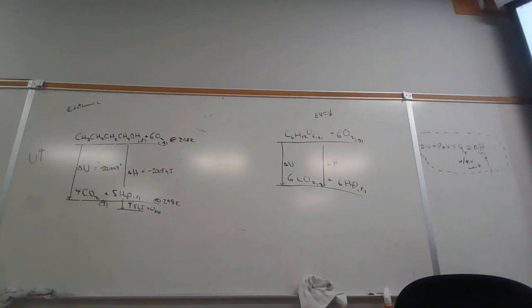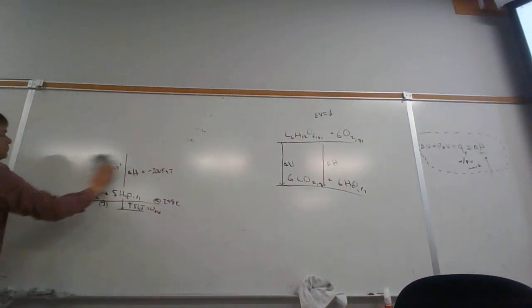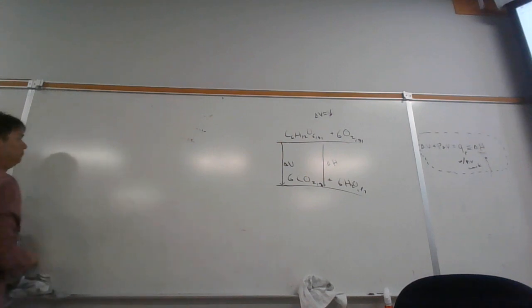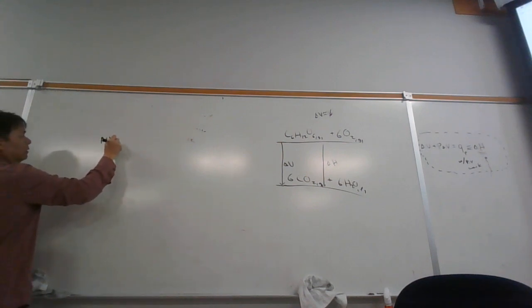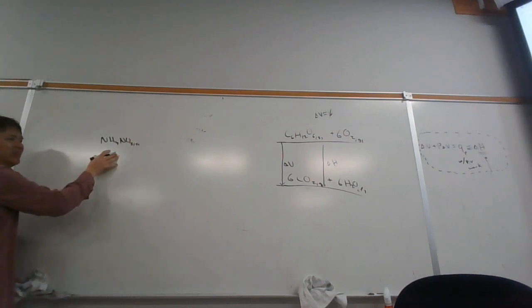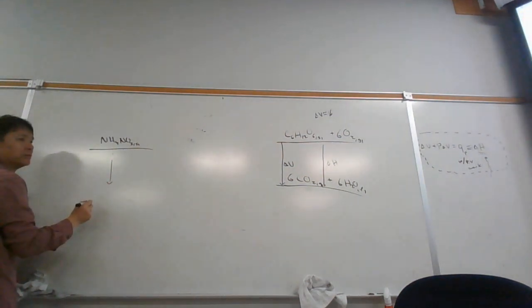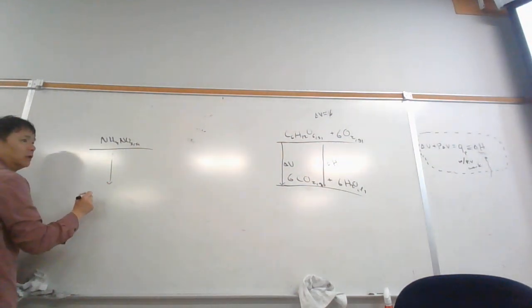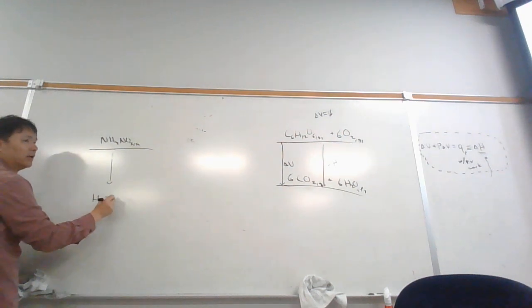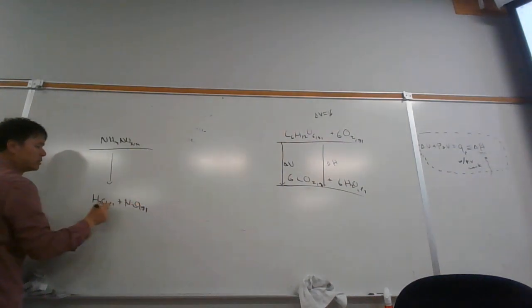The decomposition of solid ammonium nitrate to produce liquid water and gaseous dinitrogen monoxide. This one's exothermic as well. Ammonium nitrate is inherently unstable. It's solid, and in this case it's going to decompose into liquid water, H2O, and dinitrogen monoxide, or nitrous oxide gas, laughing gas.